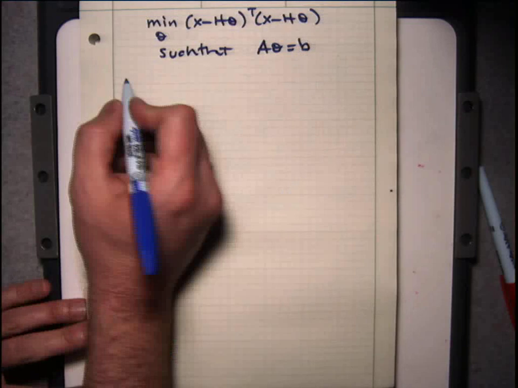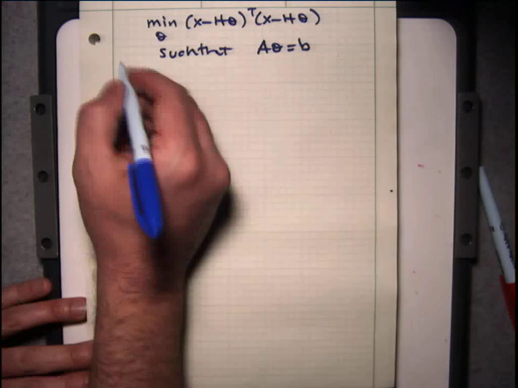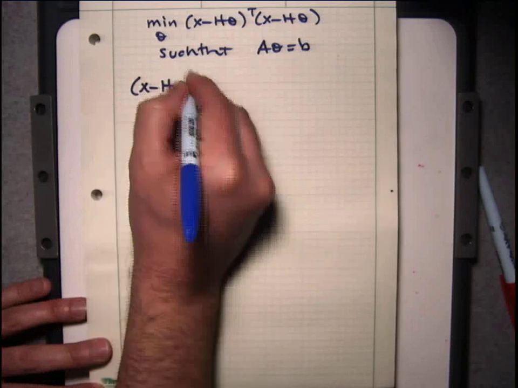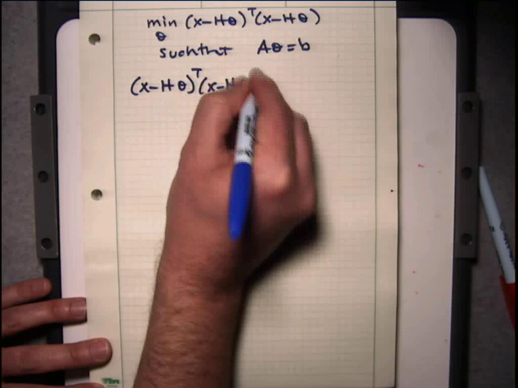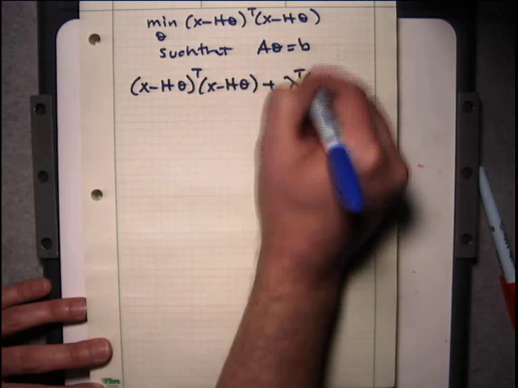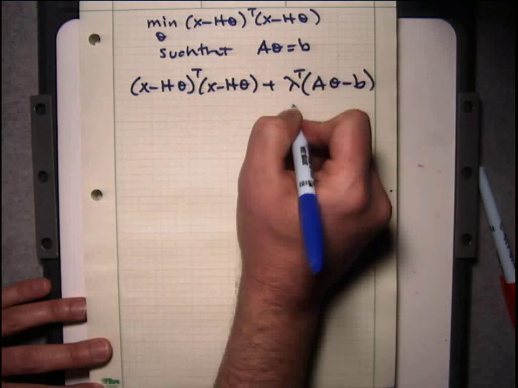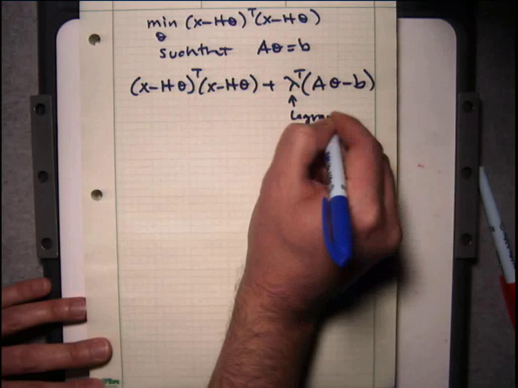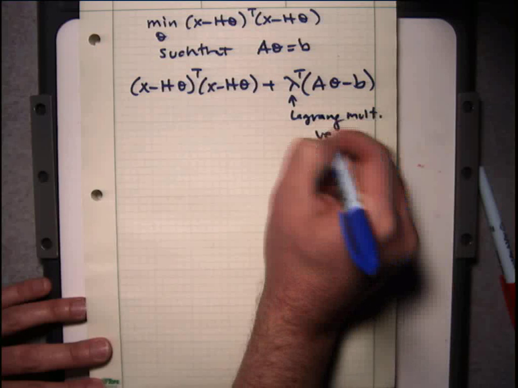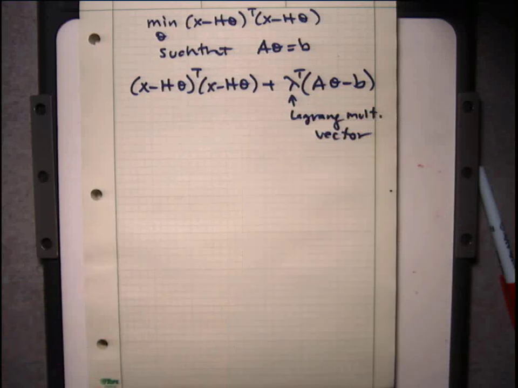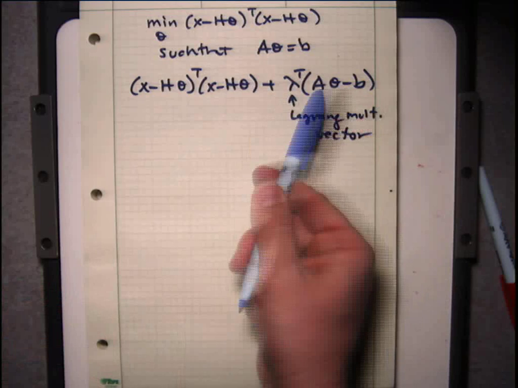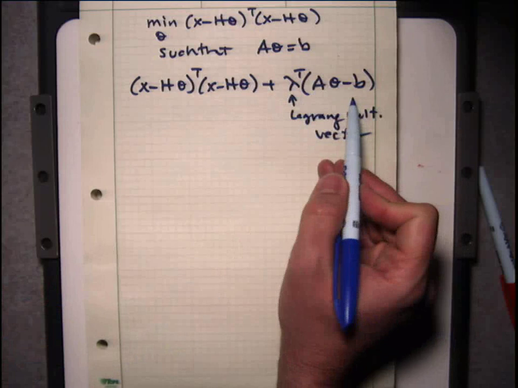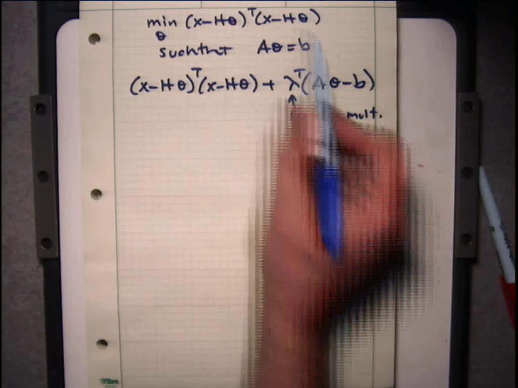And so what you're going to do now is again use Lagrange multipliers. You construct a new cost function, x minus H theta transpose x minus H theta, plus lambda transpose times A theta minus b. And this lambda here is the Lagrange multiplier vector. You remember, it's not a scalar anymore. It's a vector because A theta minus b is a vector. So you're going to minimize this with respect to theta, subject to the constraint that A theta is equal to b.